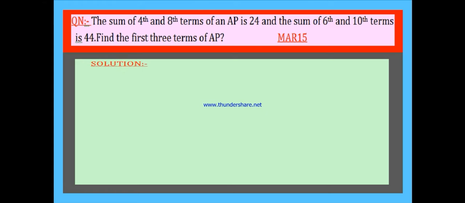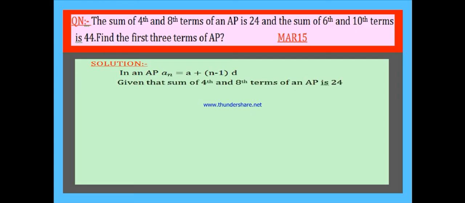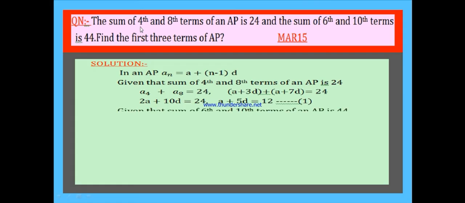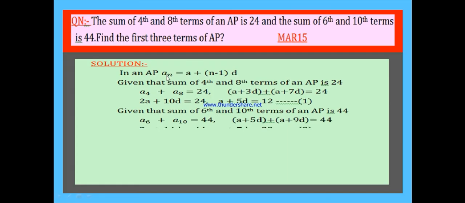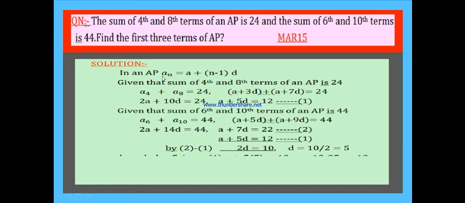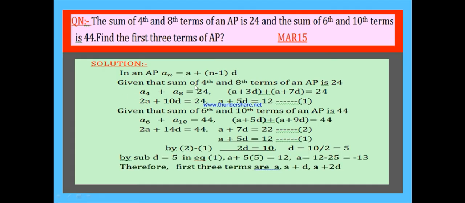Here is the solution. We are given that the 4th term plus the 8th term of an AP is 24. Since it is the sum of 2 terms, let us go for the formula of a particular term in an AP. In an AP, An is equal to A plus n minus 1 into D. It is given that the sum of the 4th and 8th terms is 24. The 4th term, A4, plus the 8th term, A8, is equal to 24.